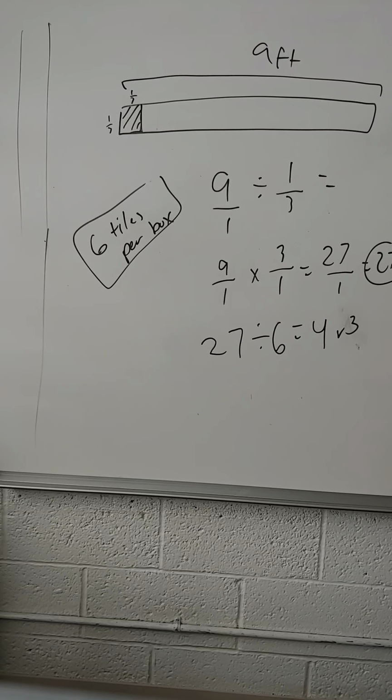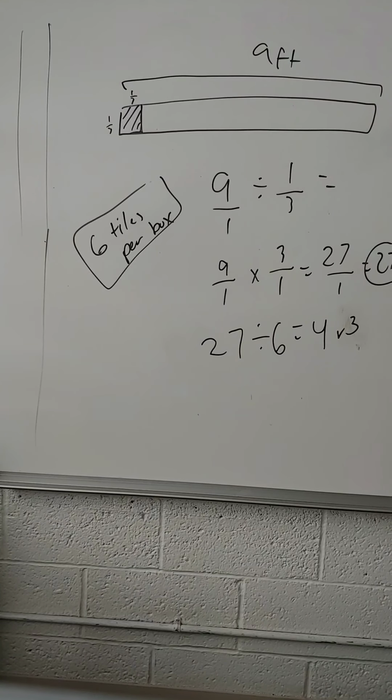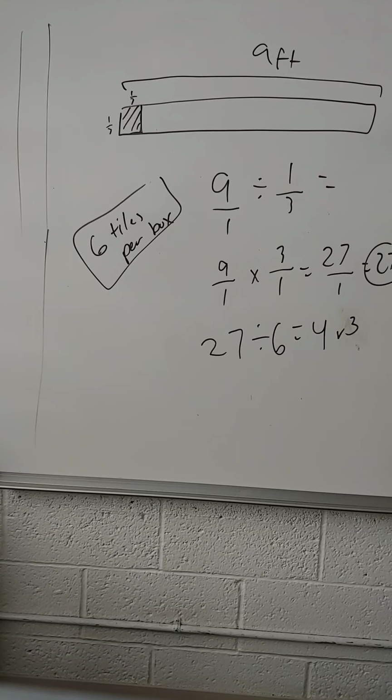Okay, so everybody join me on page 411, number 3. Pause if needed. Tamara needs tiles to make a border for her bathroom wall. The border will be 9 feet long and 1/3 foot wide. Each tile measures 1/3 foot by 1/3 foot. Each box of tiles contains 6 tiles. How many boxes of tiles does Tamara need? Write 2 equations that can be used to solve the problem.